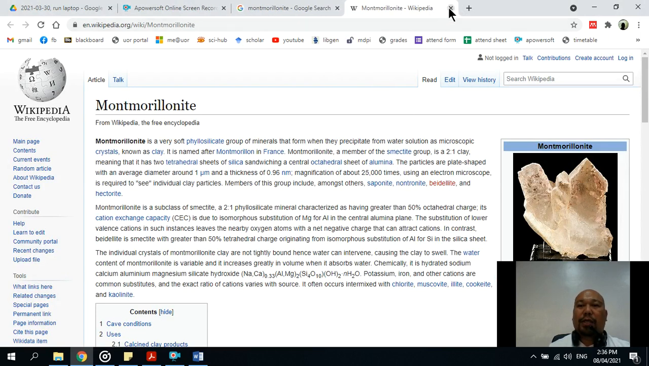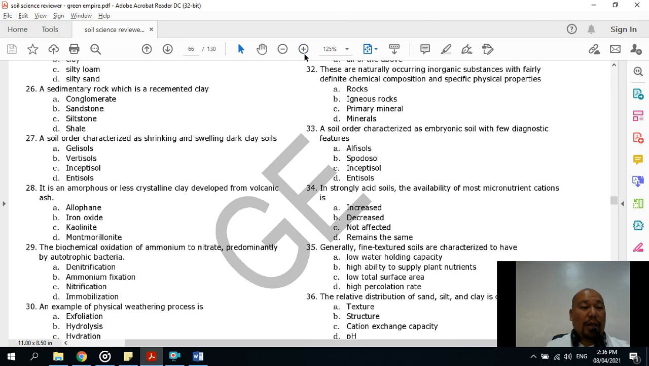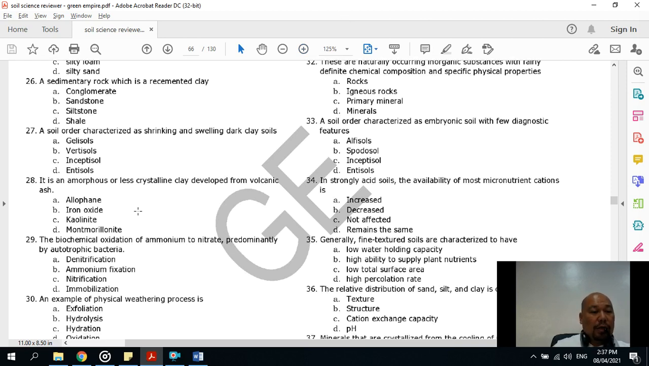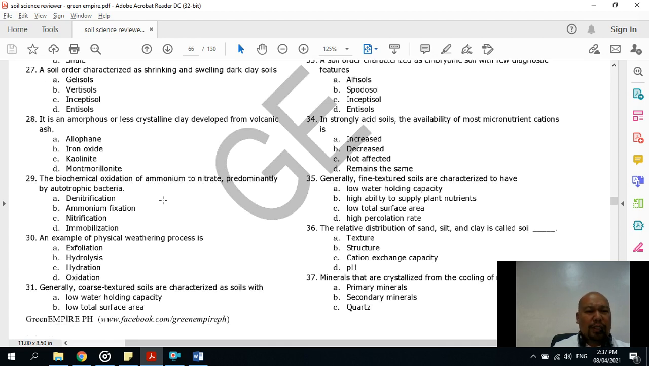Anyway, that's part of the mineral aspect sa soil. So hatag na to ni Miss Rene Jane. Sunod dayon, number 29, the biochemical oxidation of ammonium to nitrate predominantly by autotrophic bacteria. Hatag na ni Miss Rene Jane. Mas familiar siya ana. Di kay ko familiar ani.